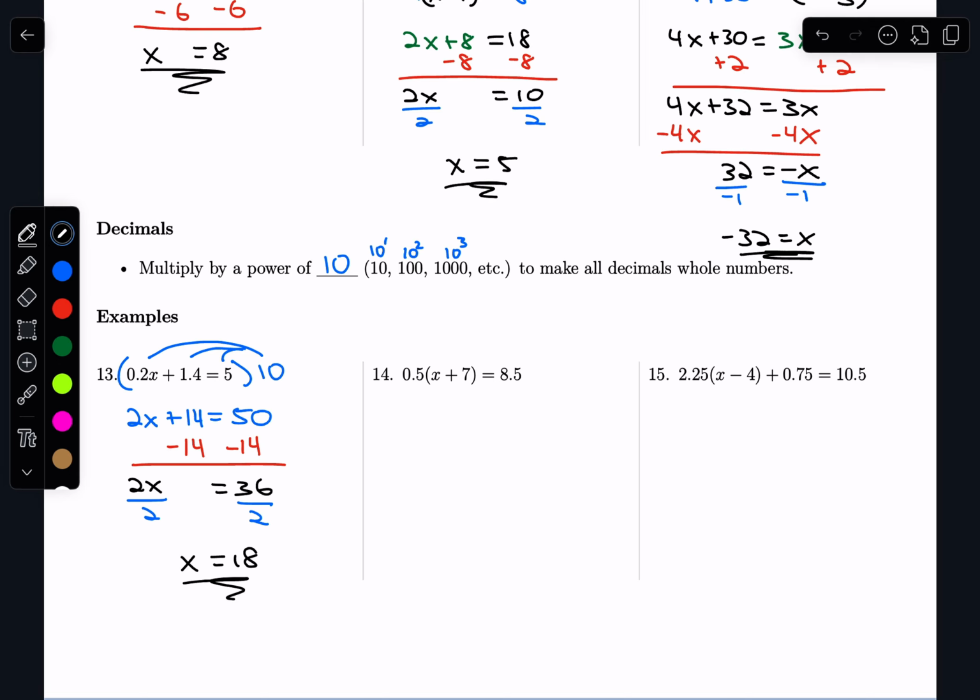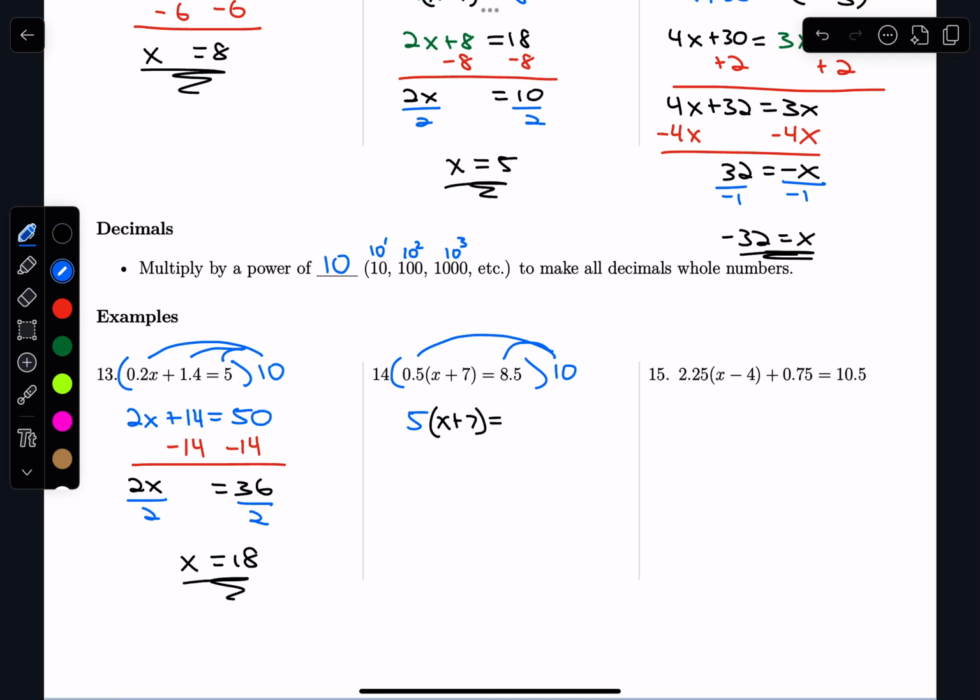Number 14, we have 0.5 multiplied by x plus 7 equals 8.5. We have one decimal place in both of those numbers, so the most decimal places I see is just 1. So I'm going to multiply by 10 to the power 1 again. Notice when I distribute right now, I only multiply on the left to the 0.5, not inside the parentheses, because that's all one term. So I'm going to multiply 0.5 times 10 to get 5, but this parentheses x plus 7 is staying exactly the same.